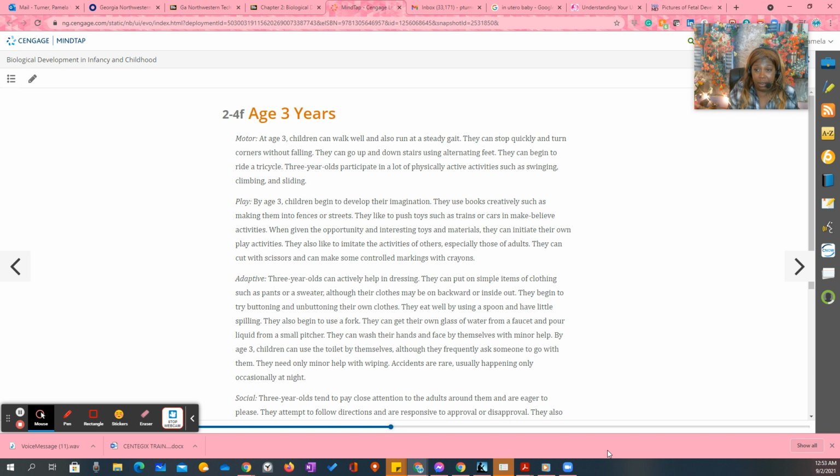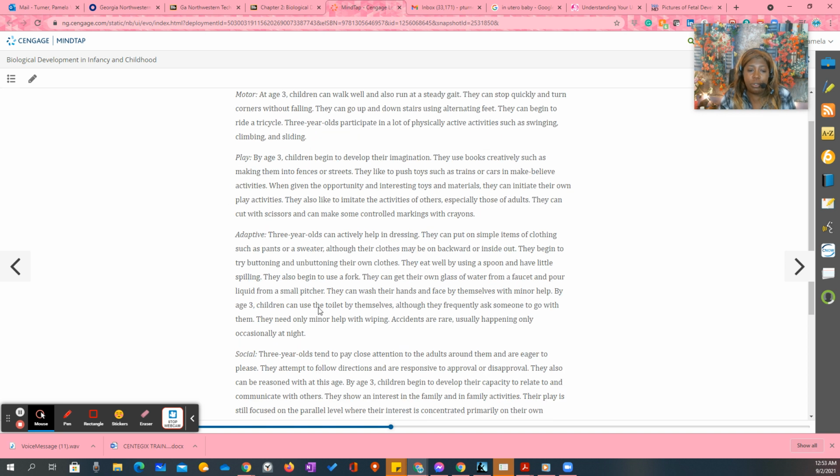Many times we're putting our kids in sports at 3 and 4, right? Okay, at three, it's their imagination. They are actively helping in dressing. They can put their own clothes on. They can begin to use a fork. They can get a glass of water. So by the age of three, children can use a toilet by themselves, but they often might need help.